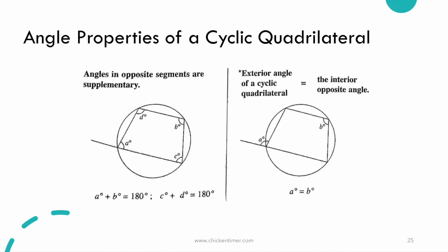Then we have angle properties of cyclic quadrilateral. So angles in opposite segments are supplementary, that means they add up to 180. Then the exterior angle is equals to the interior opposite angle. So all this you can refer, you can take note.